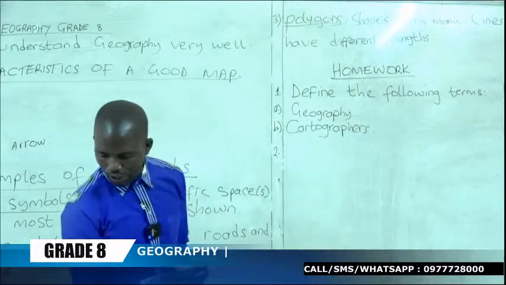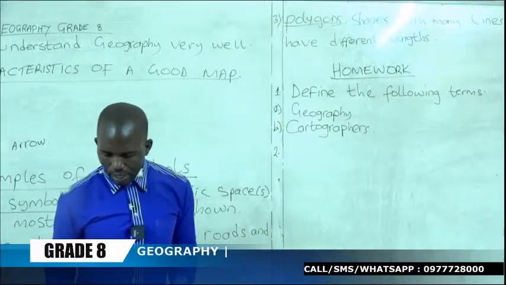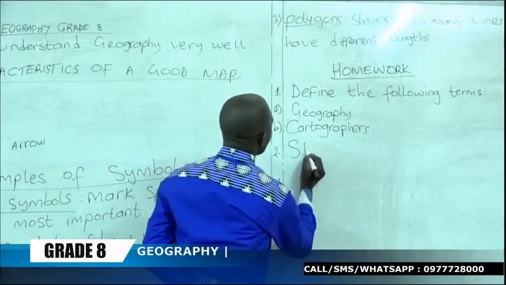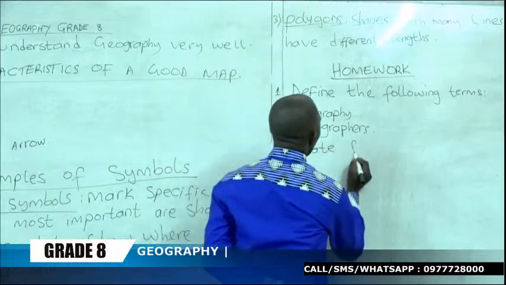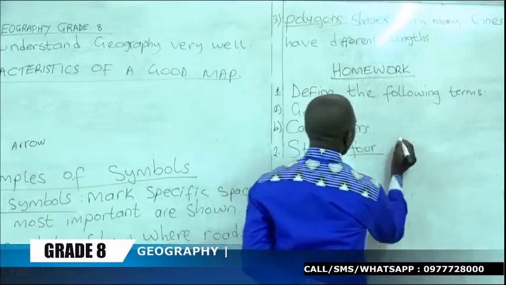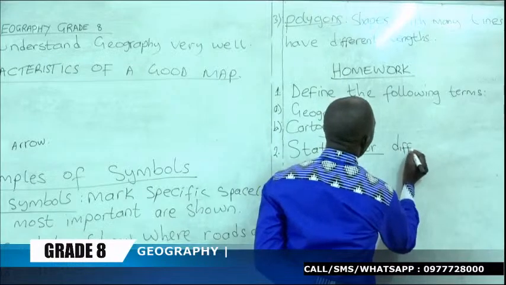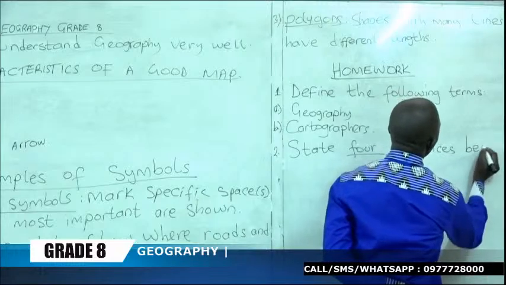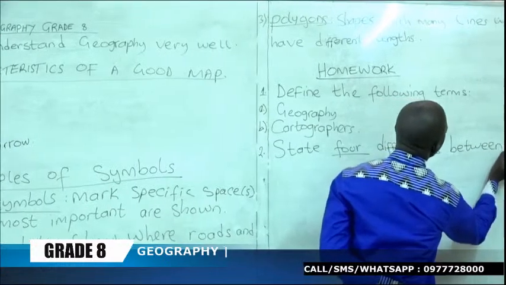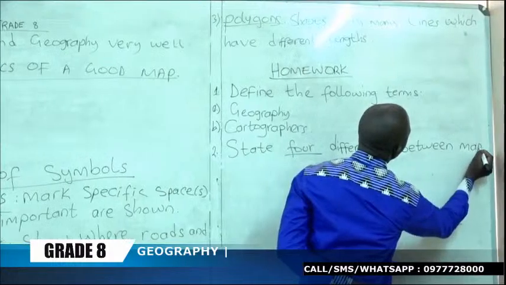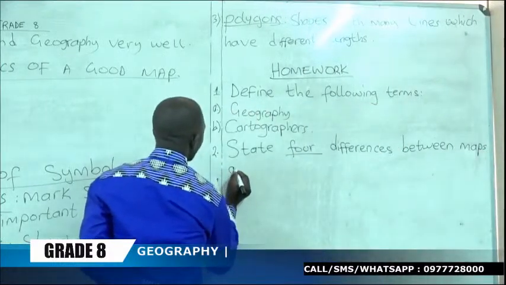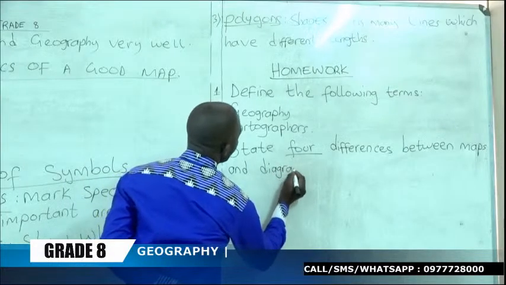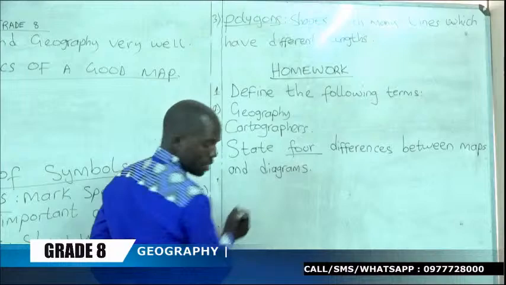As I'm waiting for more calls and other messages, let me write the other question. State 4 differences between maps and diagrams.